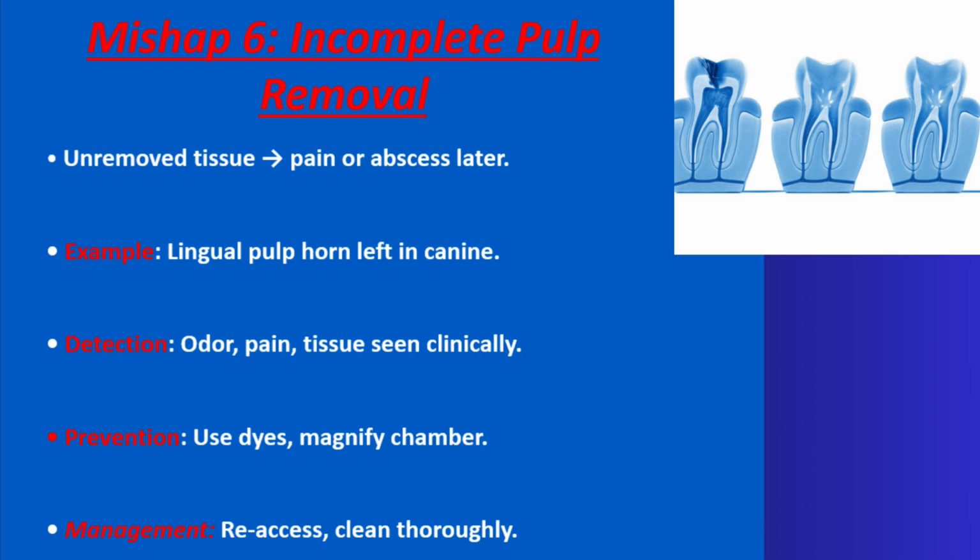Prevention: use a dye or methylene blue to visualize pulp horns. Check under magnification. Management: re-access and clean the chamber completely. Irrigate thoroughly and place proper medicament.